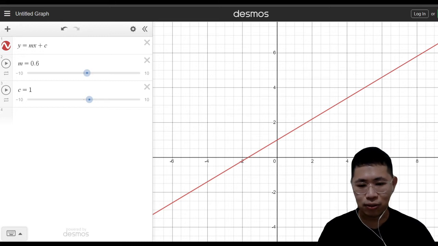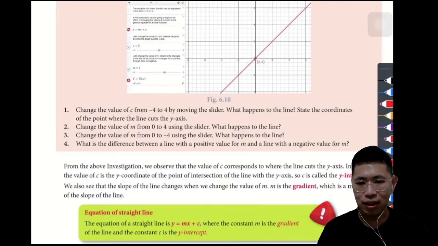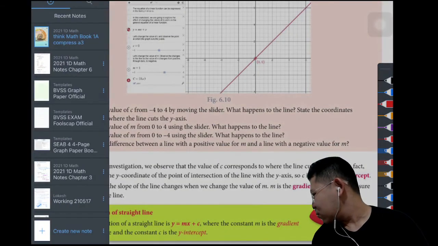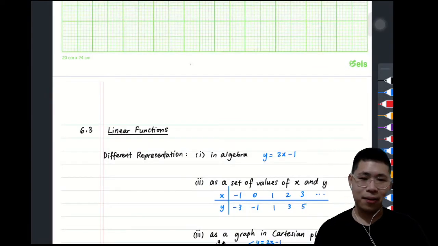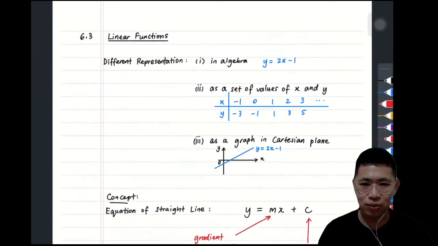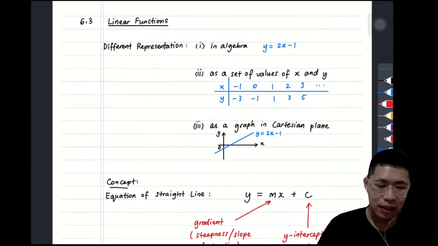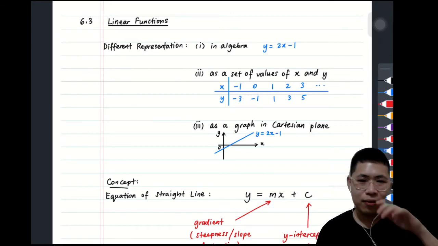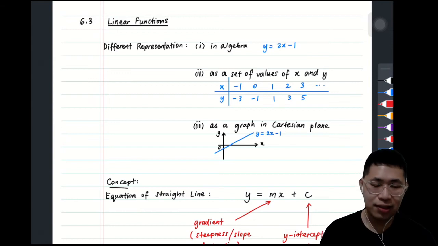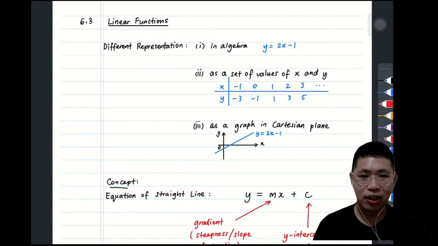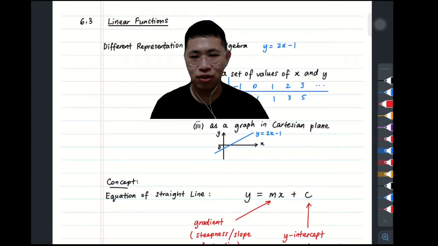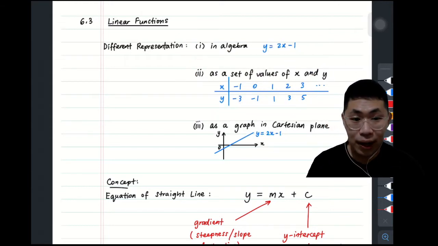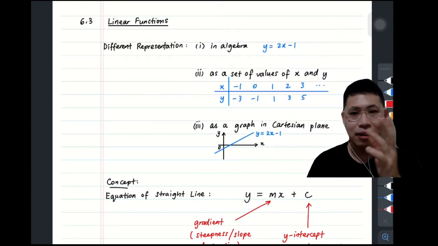Now without further ado, let's turn to our notes over here. You may pause this video to quickly copy down what's going on here, but I'm just going to go through and explain what's going on. Over here we talk about linear functions. When we talk about linear or straight line functions, we have three ways to represent our linear function.